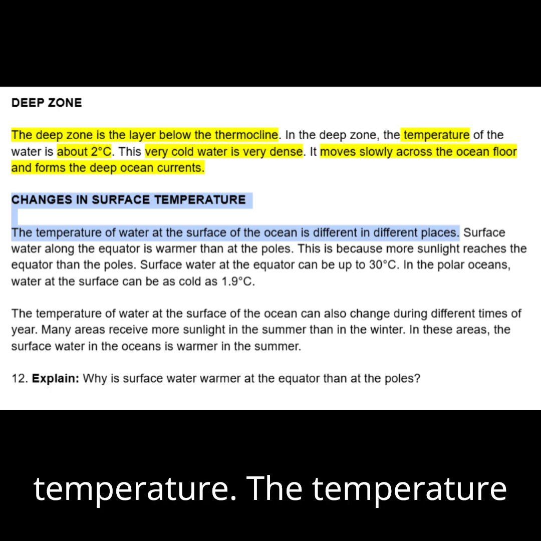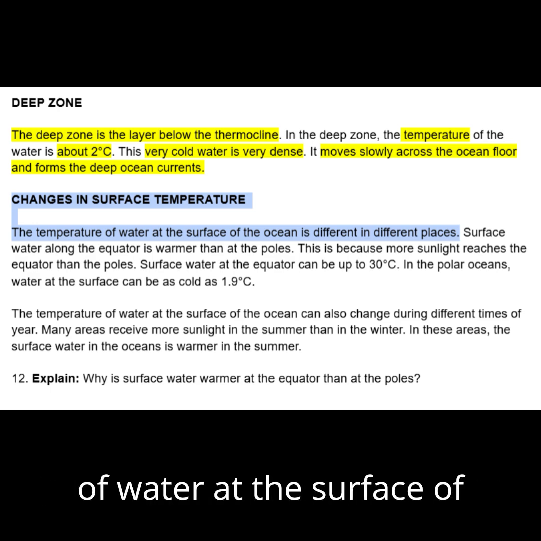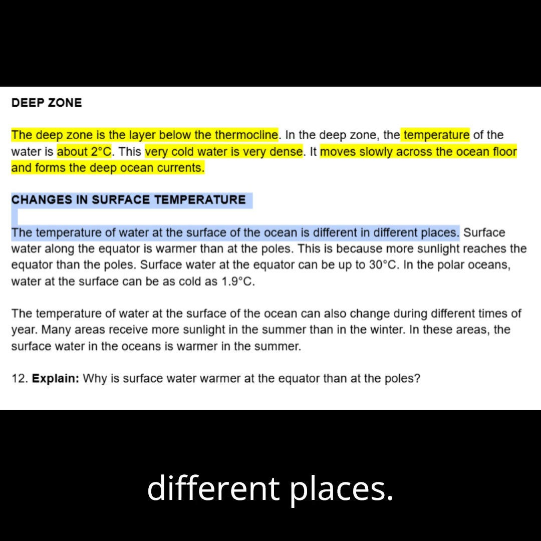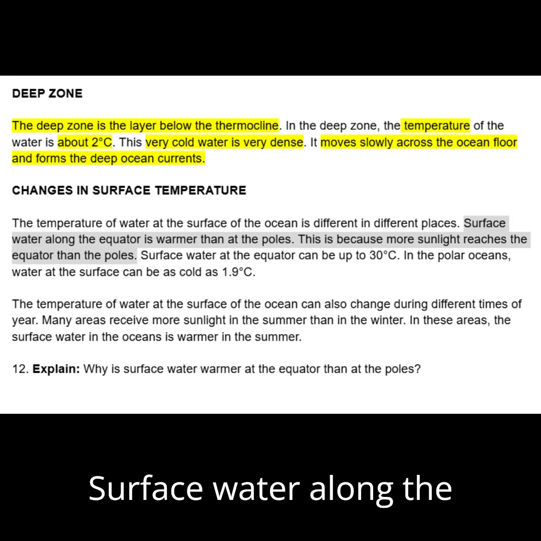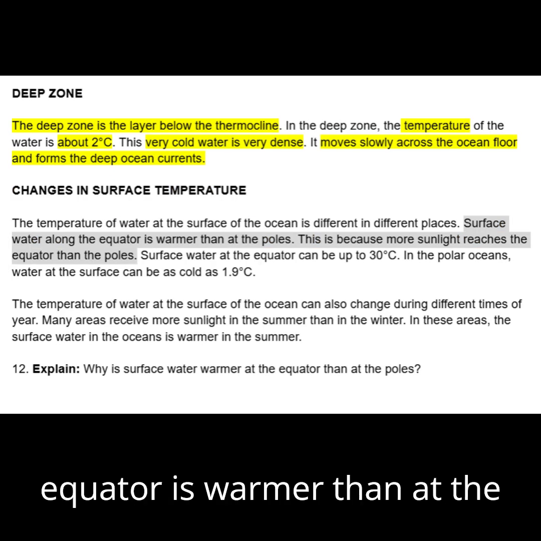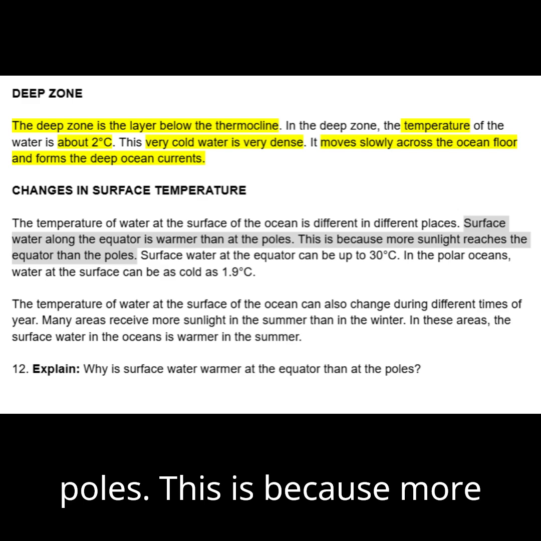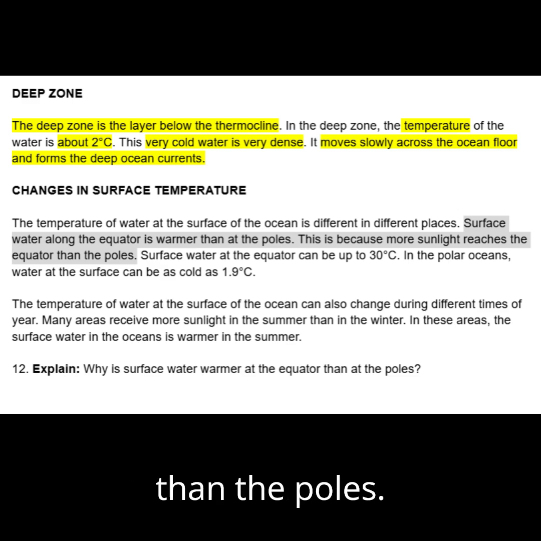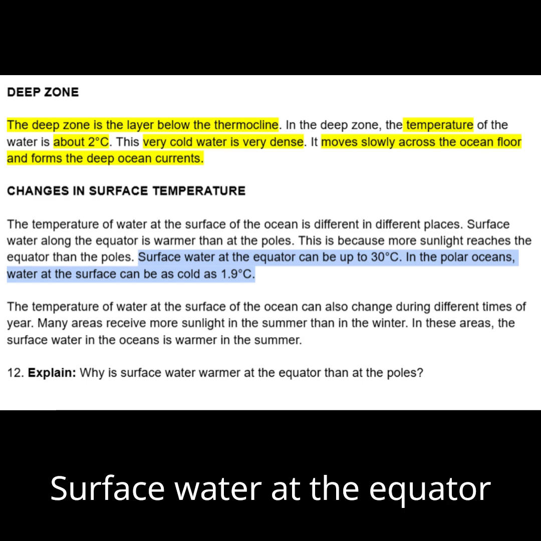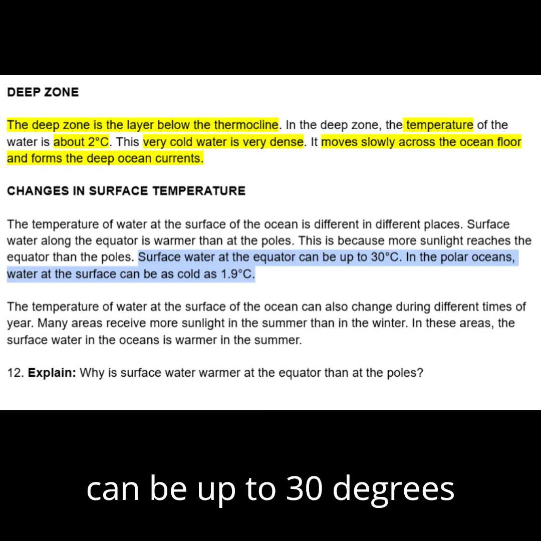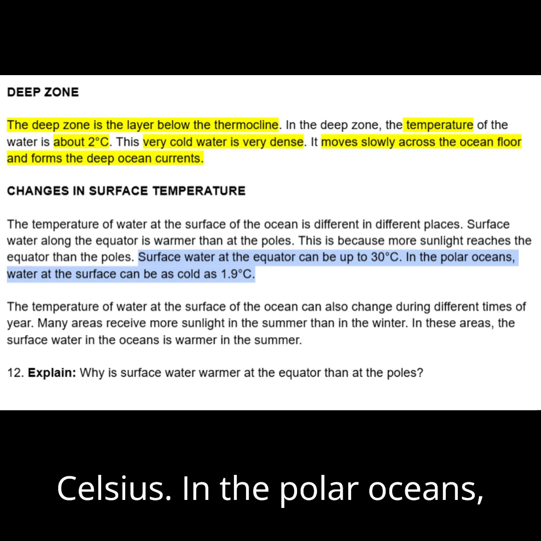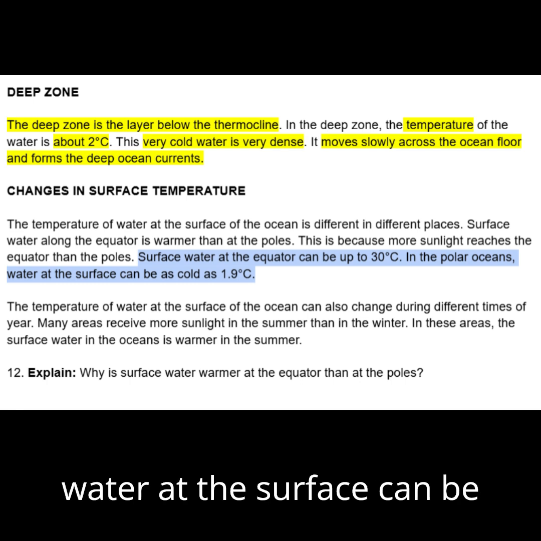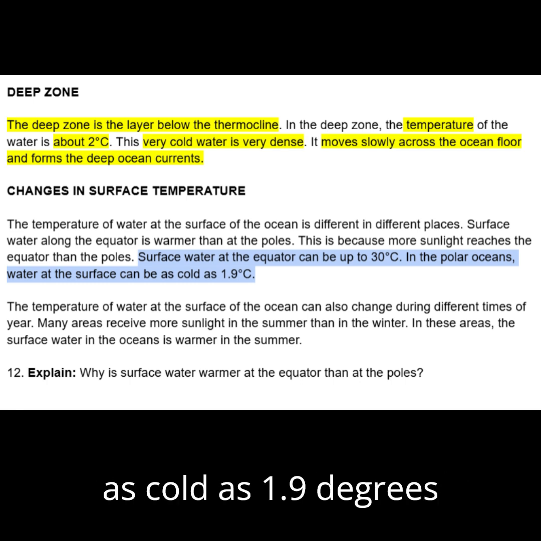Changes in surface temperature. The temperature of water at the surface of the ocean is different in different places. Surface water along the equator is warmer than at the poles. This is because more sunlight reaches the equator than the poles. Surface water at the equator can be up to 30 degrees Celsius. In the polar oceans, water at the surface can be as cold as 1.9 degrees Celsius.